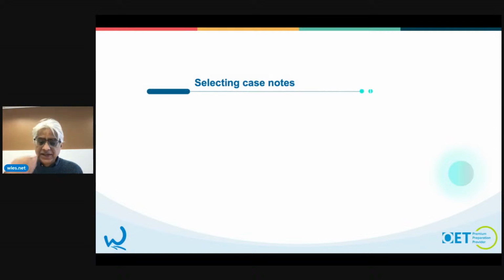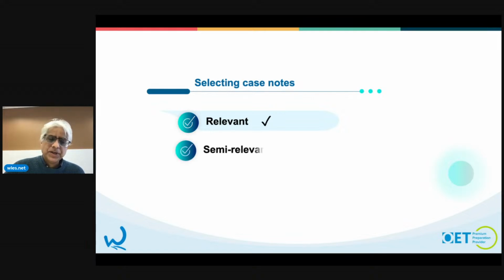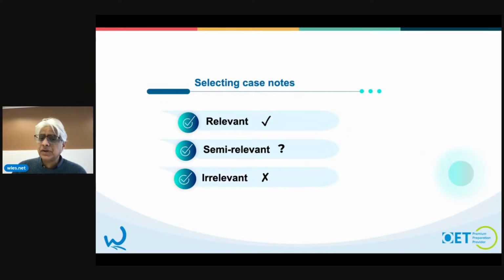So selecting case notes. As you go through the case notes, think about what's relevant. Think also about what is semi-relevant. And remember, most of the time, case notes are distractors. So most case notes you won't need. But as I said, every letter is different, and you just never know with OET. You might get a task where you do need to actually select most of the case notes. So just take care. Like I said, OET keep you guessing.